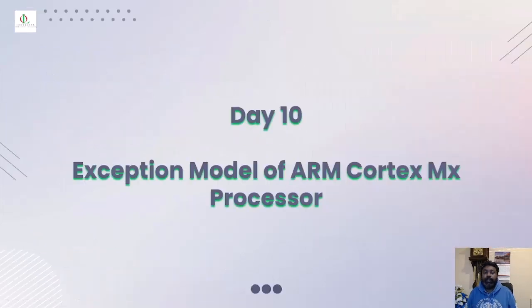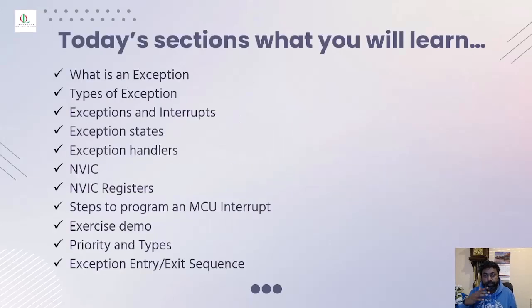Today we're going to learn about the exception model on ARM Cortex-M processors. And these are all the sections you're going to learn about today. First we'll start with what is an exception and where it is used and the types of exception. Then the exceptions and the interrupts. What are all the exceptions and interrupts in STM32? And the exception states. And what are all the exception handlers when an exception comes from a function call, what happens to it?